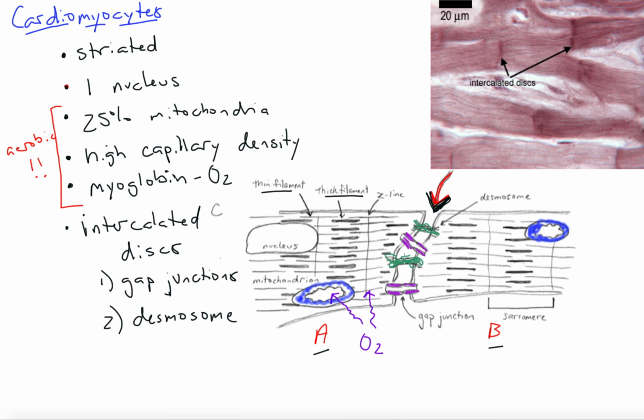So the green desmosomes here are the cell-cell junction proteins that tie the cells together mechanically. Gap junctions were for communication. Desmosomes were for mechanical connection. Gap junctions for communication, desmosomes for mechanical, structural connection. That's what I mean by mechanical, a structural connection.